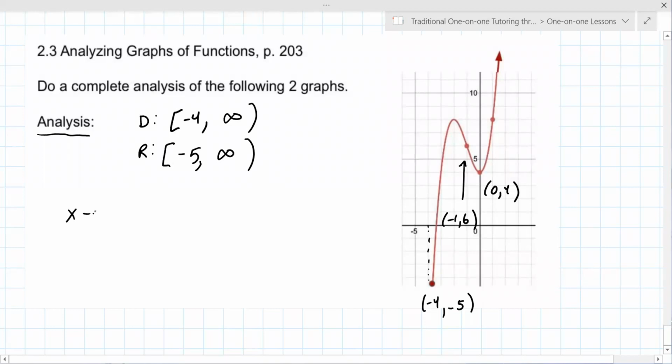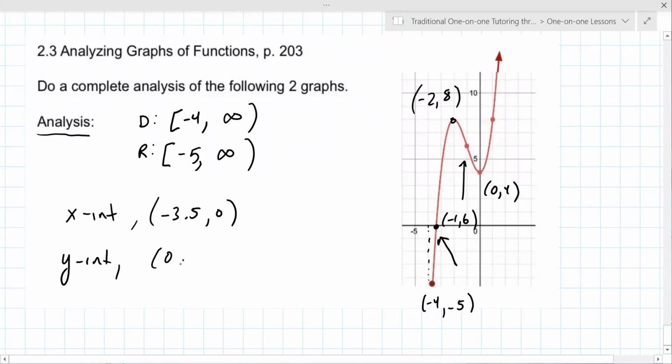Okay. What are the x-intercepts? Looks like there's one right there. Where would you estimate that to be? -3.5. Yep. How about your y-intercept? Where does it cross the y-axis? So it goes up, down, so you're right there. 0, 4. Okay.